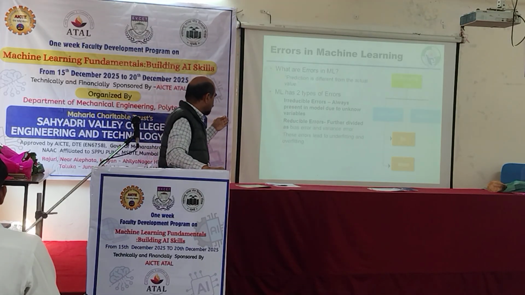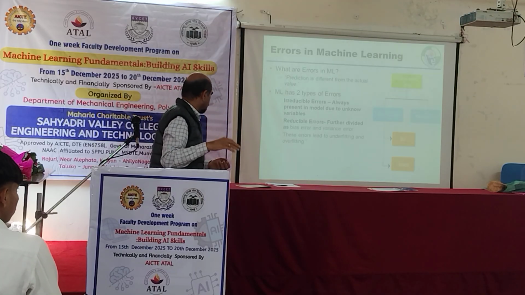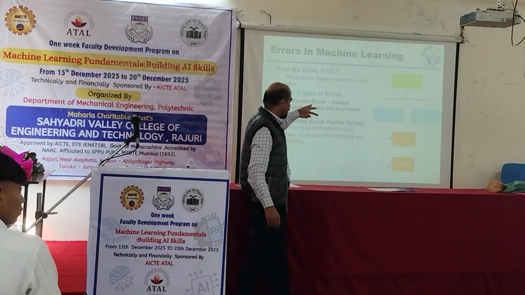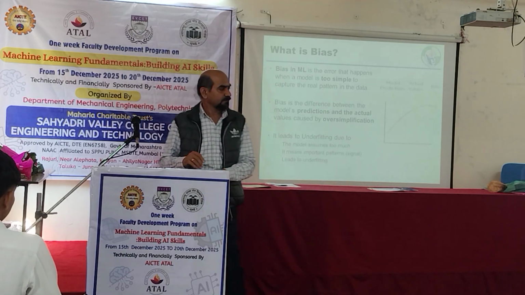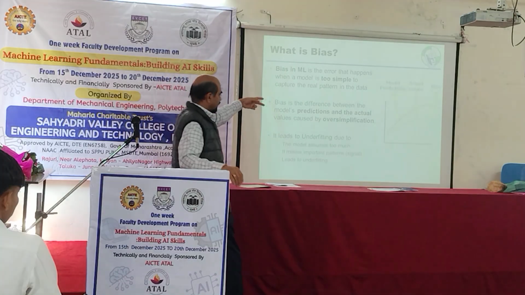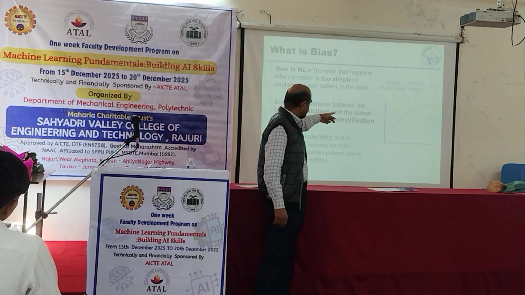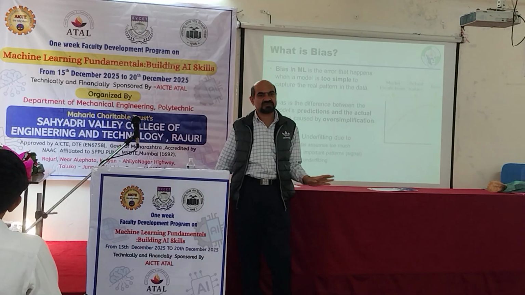और रिड्यूसिबल में आप रिड्यूस कर सकते हैं. That errors, the reducible errors, are divided into the two types with bias and variance. Next. यहाँ पे जैसे आप देखेंगे पिक्चर में, एक्चुअल वैल्यू और मॉडल प्रेडिक्शन, इसका जो डिफरेंस है, that is called the bias.